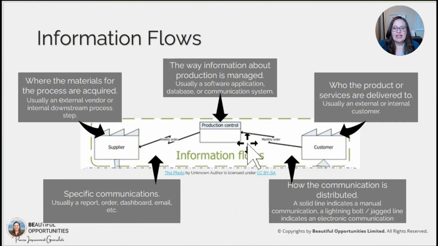In the middle, you're going to see any of that production control that you have in place. So, this may be software applications, it may be databases, it may be some kind of communication system. And then we have our arrows in between that indicate how that information flows. Now, you may have one arrow in one direction, but sometimes you'll have two headed arrows that show that the communication flows in both directions. So, the information flow arrows are going to show how that data moves between our customer and supplier and maybe even out into our process.